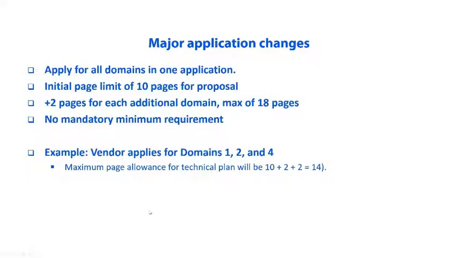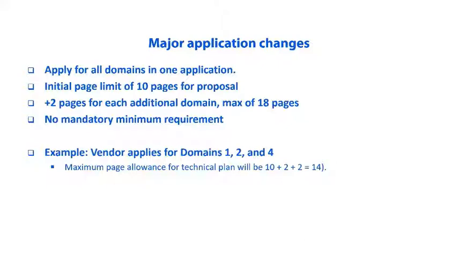Some major application changes from last time. You can apply for all domains in one application or one proposal. Before, you were not able to do that. You had to submit a binder for each domain you were interested in. The initial page limit for the proposal part will be 10 pages. Then you will provide an additional 2 pages for each additional domain for a max of 18 pages.